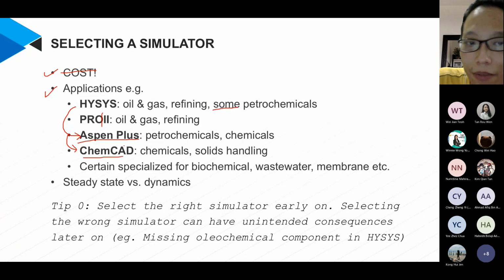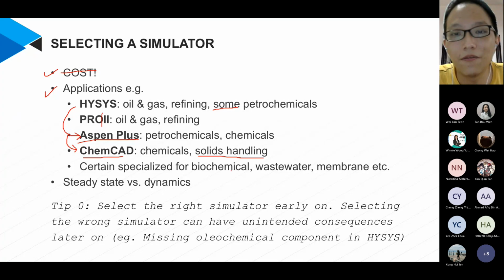ChemCAD is quite similar to Aspen Plus in application, but ChemCAD has more solid handling. So in case your process has some solid powder that you need to do something to, ChemCAD might be better than Aspen Plus. And if you are doing some biochemical process, wastewater process, or membrane separation process, find out what are the specialized simulators, because the ones in the list probably won't work. They will not work for you.